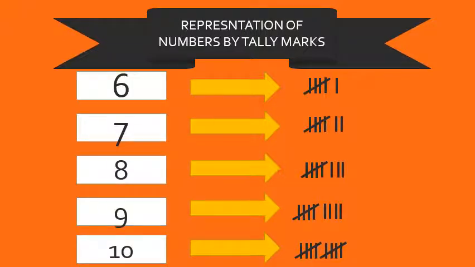6 is represented as 5 plus 1. So 5 tally marks and then 1. Similarly 7 as 5 plus 2, 8 as 5 plus 3, 9 as 5 plus 4 and 10 as two sets of 5. This is how we do tally marks of numbers.